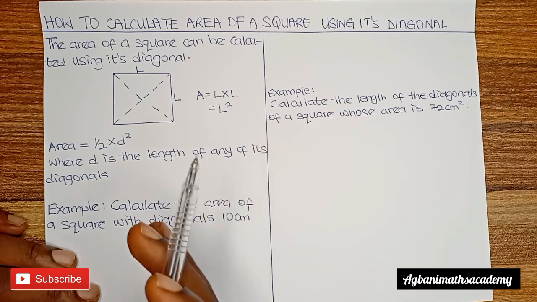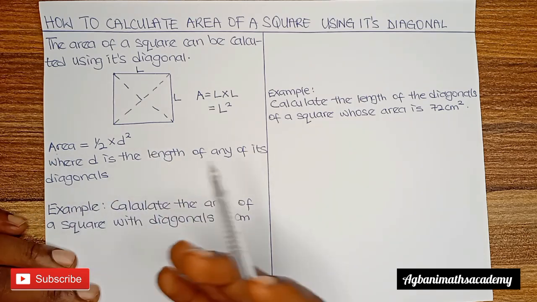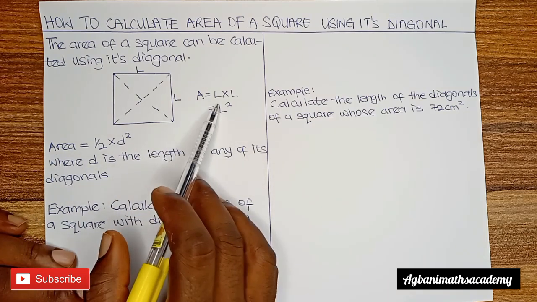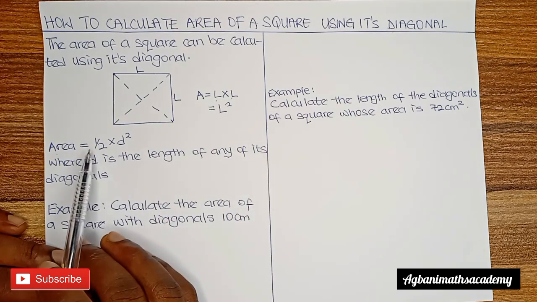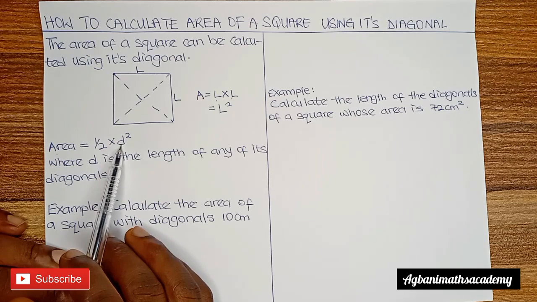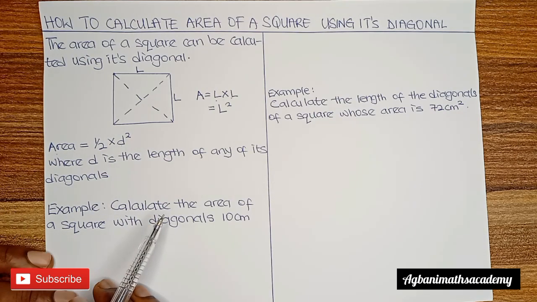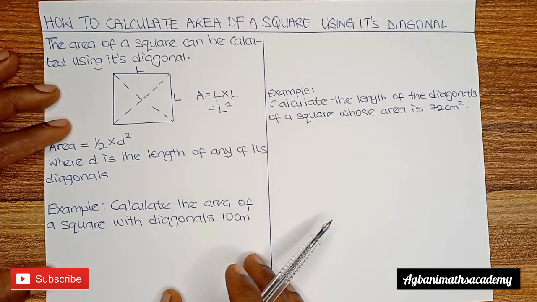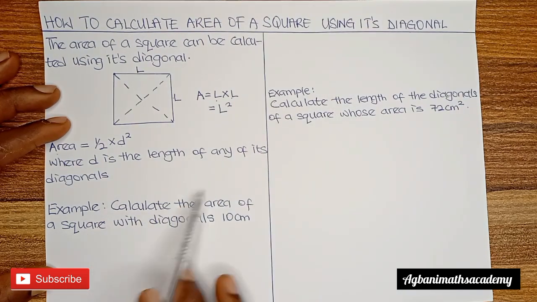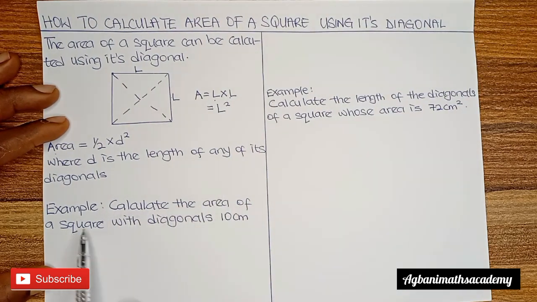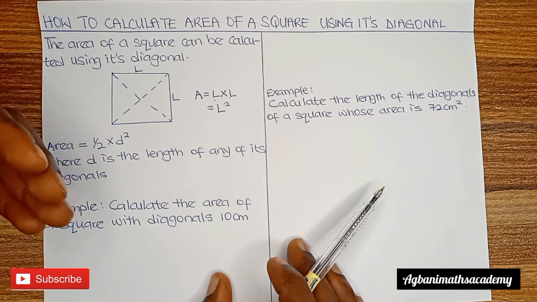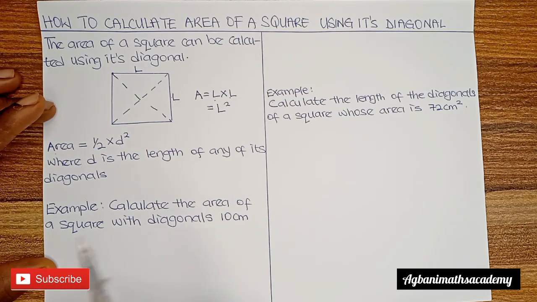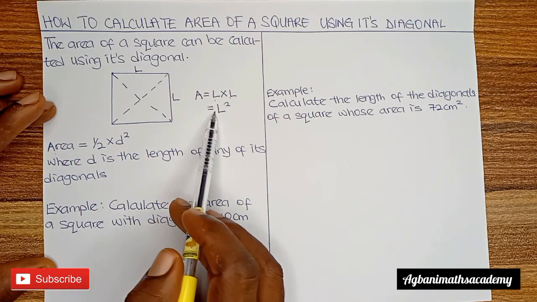So when you are given the diagonals and you're expected to calculate the area of the square, you're not going to use length multiplied by length, because you're not given the length. You're going to use half multiplied by d squared. So let's use this formula to solve these two questions that we have here. The first question says, calculate the area of a square with diagonals 10 centimeter. So we are expected to calculate the area of a square whose diagonal is 10 centimeter. We are going to apply this formula, not this formula.